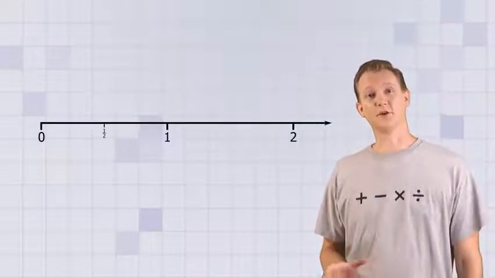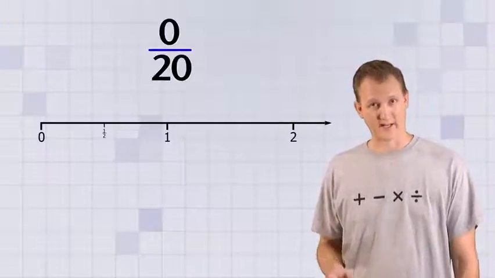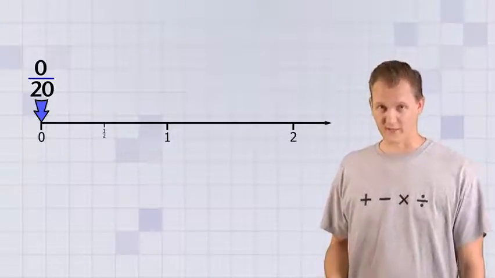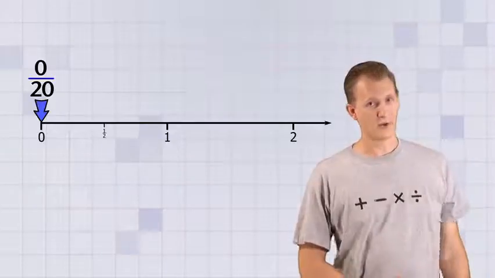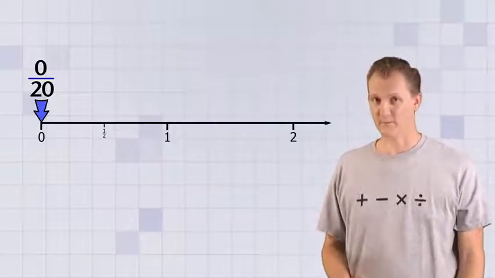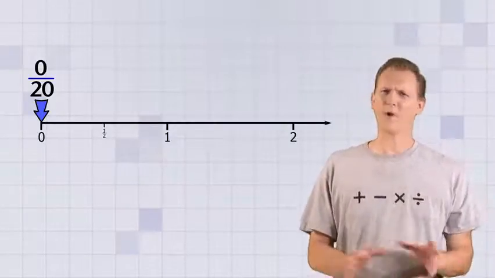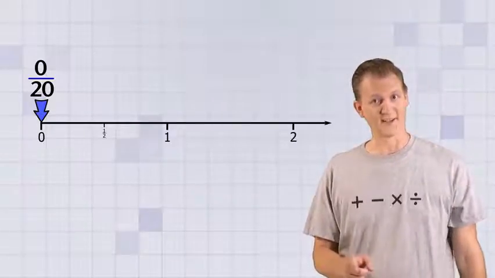Now we're going to start with this zero fraction, 0 over 20, and its value puts us here at 0 on the number line. To get moving, all we have to do is start changing the value of our fraction by increasing the top number. We're going to leave the bottom number the same the whole time though. All right, let's go.